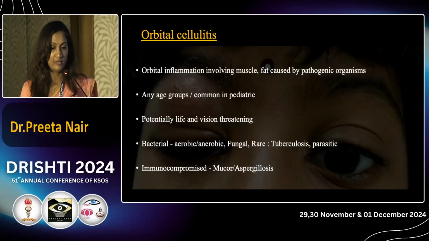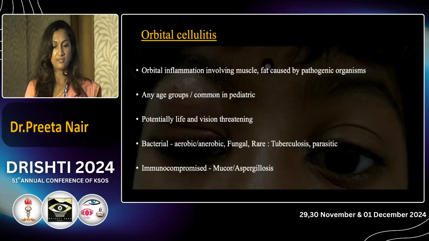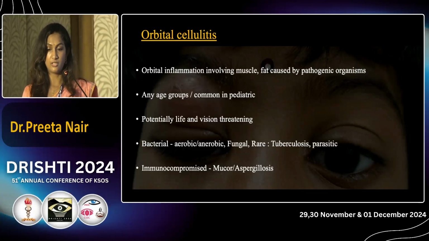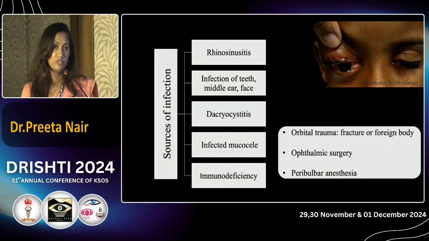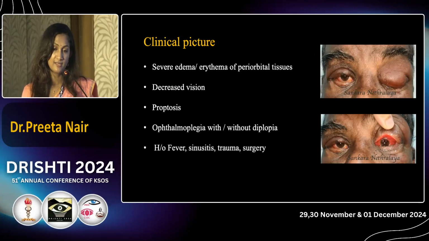What is orbital cellulitis? It's an orbital inflammation that involves muscle and fat, caused by pathogenic organisms. It's a potentially life and vision threatening situation. Most common pathogens are bacterial, fungal, and rarely tuberculosis and parasitic are also reported. The most common source of infection that we usually see is rhinosinusitis.